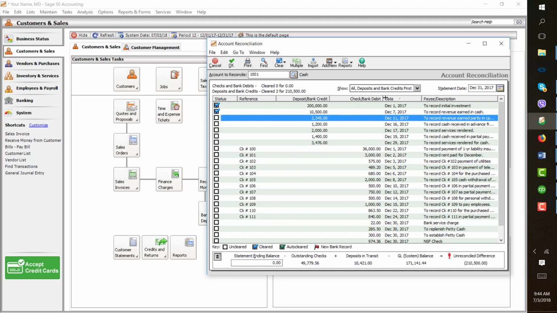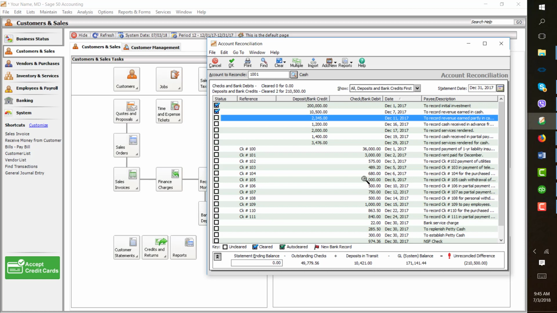You will also mark the box under the status column of all the checks found in the bank statement as you see them under the check/bank debit of your general ledger. Note and observe that the bank statement arranges the checks in numerical order and shows the dates of those checks when they cleared the bank. But those checks may not necessarily be the same date that you wrote your check.